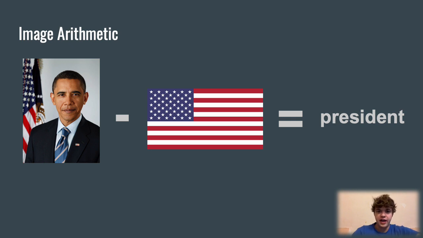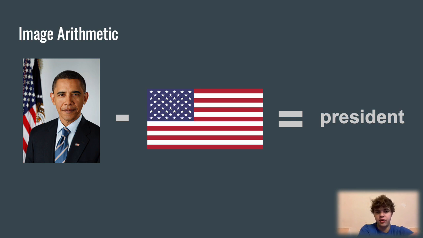So you can actually add the code word for the flag of another country to this result, like Germany, for example, and it would then generate who is the president of Germany from this.